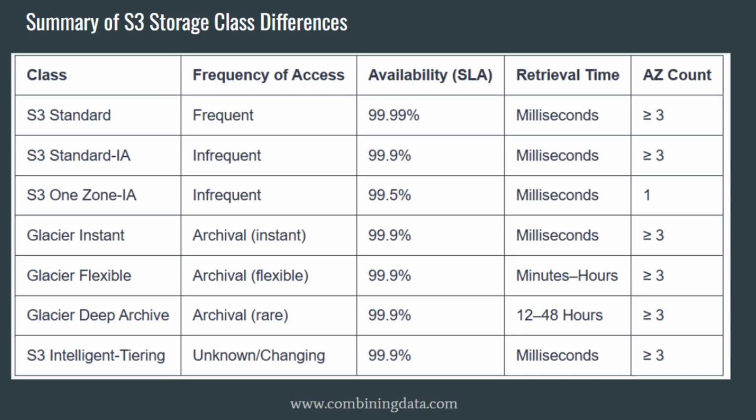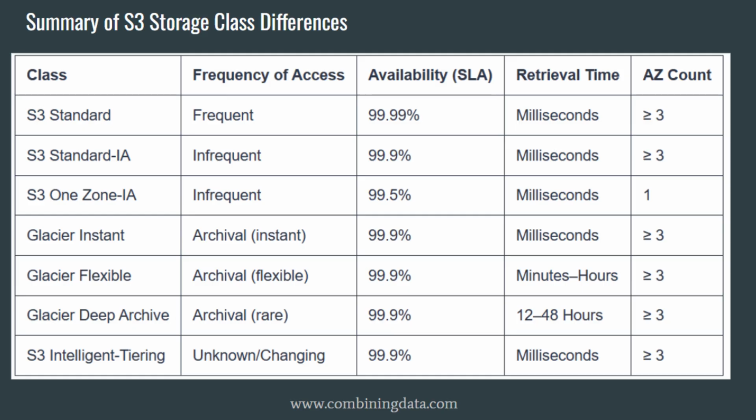Moving into archival storage, S3 Glacier Instant Retrieval is designed for archival data that is rarely accessed but must still be retrieved instantly. It provides millisecond retrieval times, 99.9% availability, and stores data across multiple availability zones. A common exam trap is forgetting that Glacier does not always mean slow. This class is fast, but optimized for archive pricing.